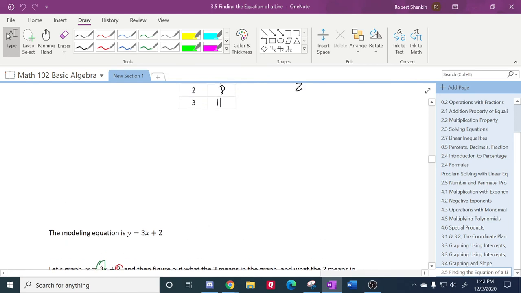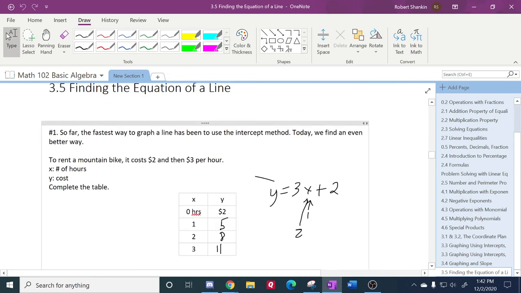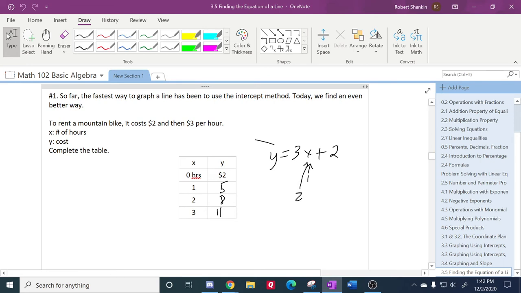Let's look back. Remember this one? The rent a mountain bike. When we have the equation over here, y equals 3x plus 2, it immediately tells us the y-intercept in this case has a particular interpretation. It's the starting cost. The y-intercept in general, y equals mx plus b, the b usually represents something to do with what happens at the very beginning, at the start. As if you rent that bike even for 30 seconds, $2.